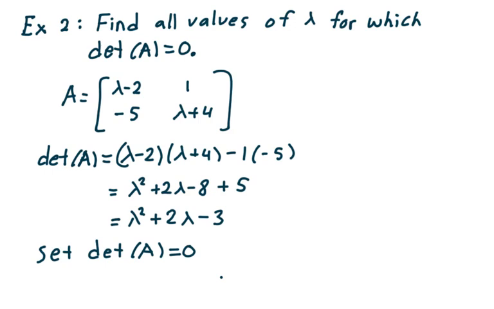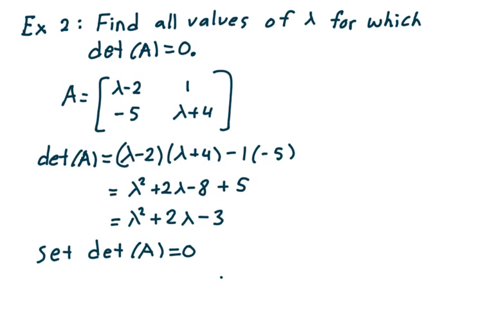Let's take a look at example 2. It says, find all values of lambda for which the determinant of A is equal to 0. So this idea will pop up later on in this course, and it will also pop up in differential equations. Now, I'm going to let A equal the matrix in which the entries in the first row are lambda minus 2 and 1, and the entries in the second row are negative 5 and lambda plus 4. So we need to find the determinant of A.